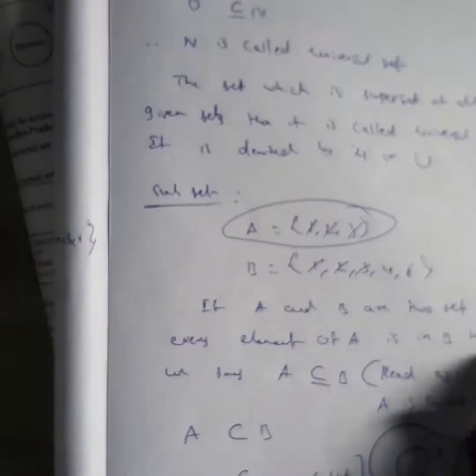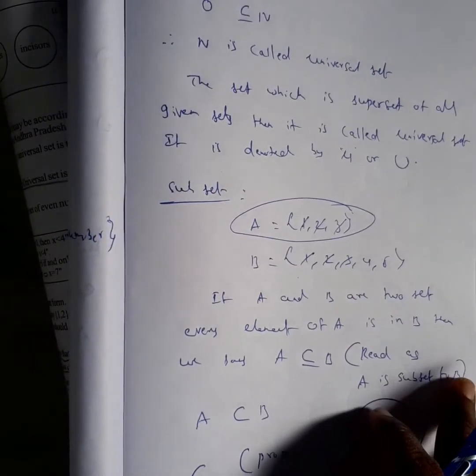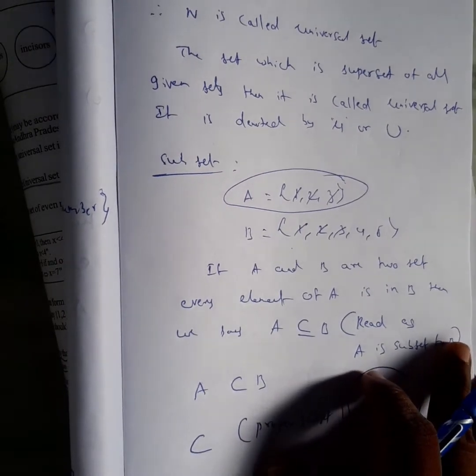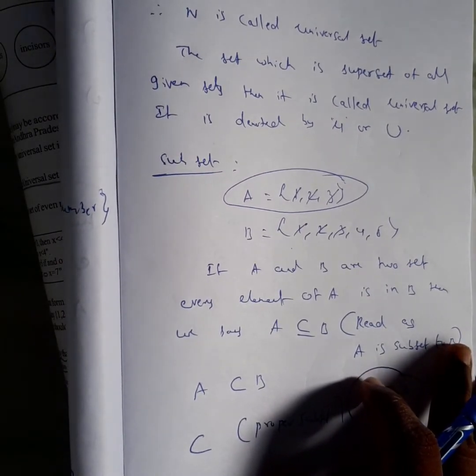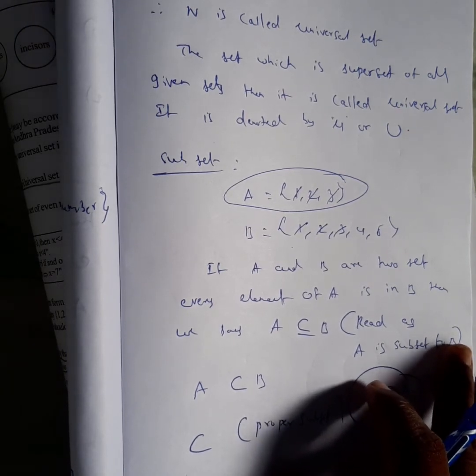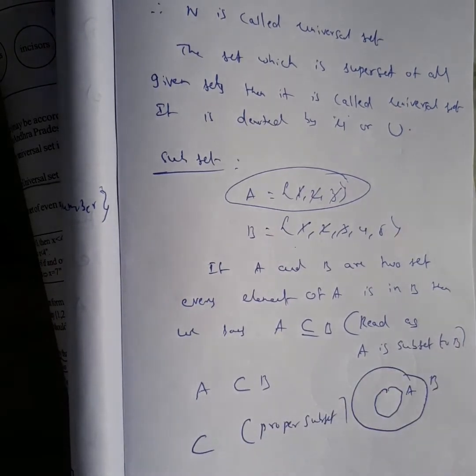So what is the meaning of subset? Two sets A and B are said to be in a subset relation when each and every element of A is also an element of B. Then we say that A is a subset of B.